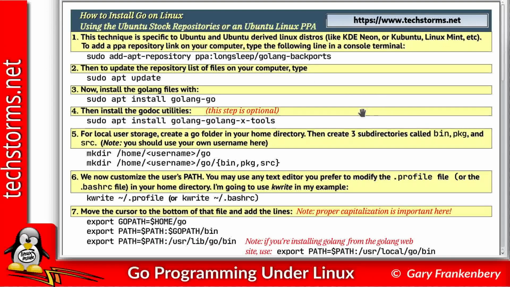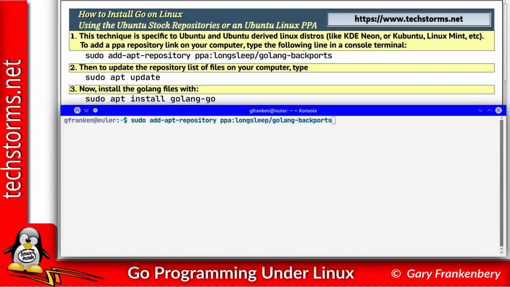Since I'm going to install using an Ubuntu personal package archive, I'll start with step 1. If you install using the Ubuntu stock repositories, you'll begin with step 2. So we'll bring up a console terminal so we can type in the commands that we use in the installation process. Along the way, we'll use the sudo command to temporarily become the root user to issue some of these commands. The install process largely takes place in the command line, so I have a console terminal here on the screen to demonstrate the installation.